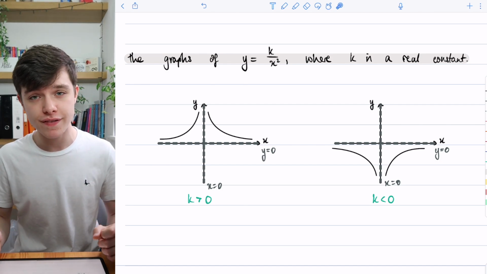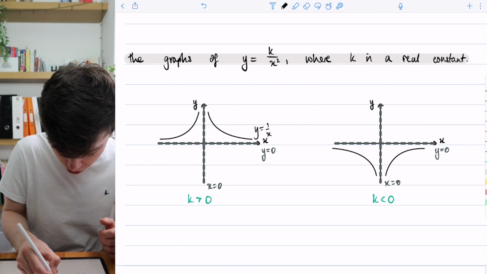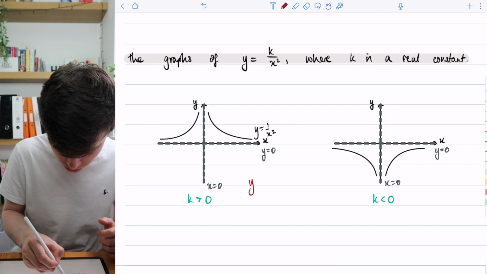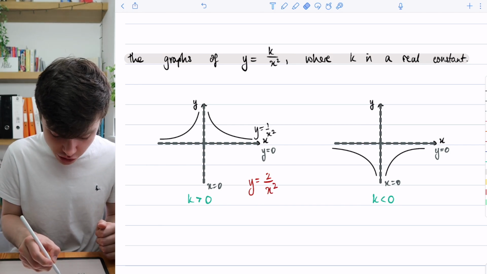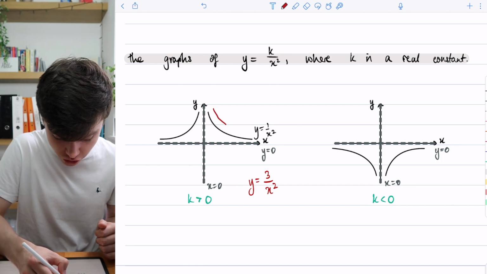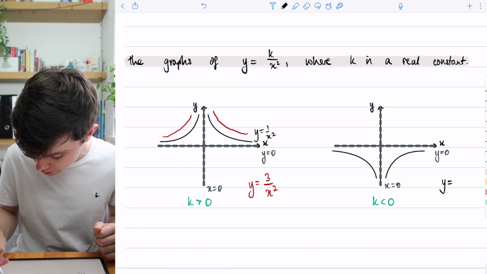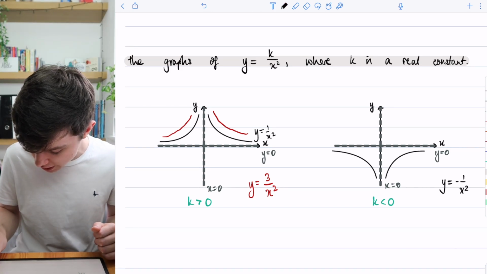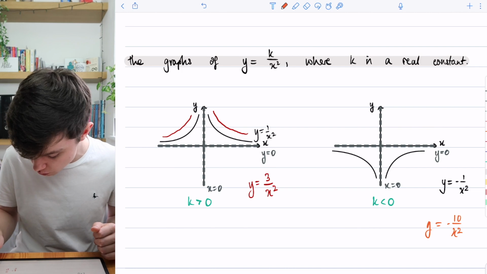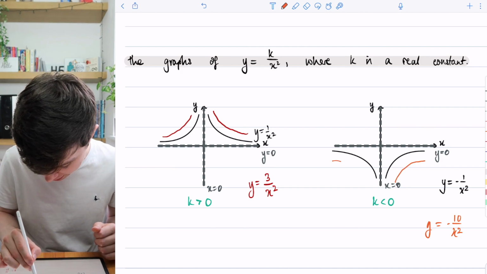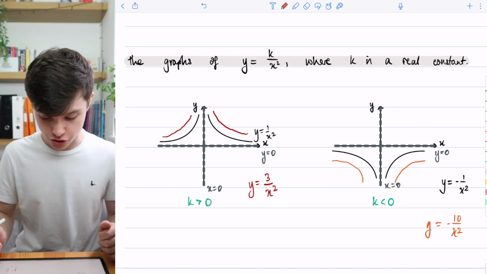And again, I could draw different values of k on there. If we had, let's say, in red, y is equal to 1 over x squared, y is equal to 2 over x squared, or it doesn't even have to be 2, it could be 3 as well. We'd have something that kind of looks like that. Okay, and let's say the black one here is y is equal to minus 1 over x squared. We could have in orange y is equal to minus 10 over x squared, would maybe look something like that. Okay, so as long as you get the scaling correct if you're comparing graphs, then everything's good to go.